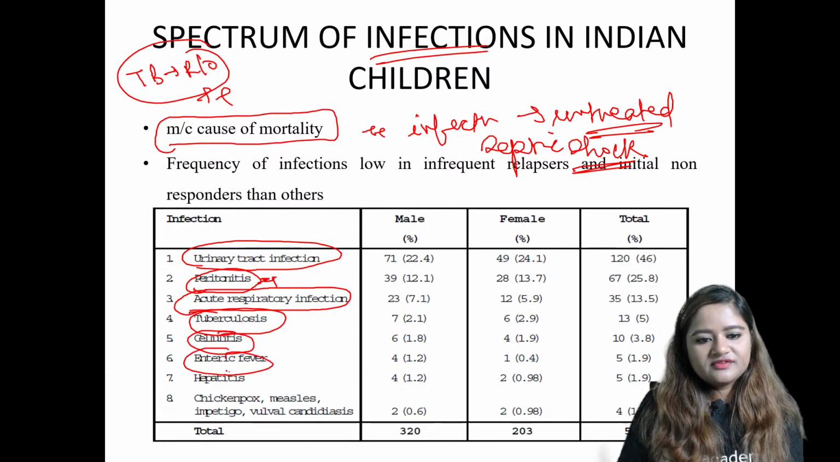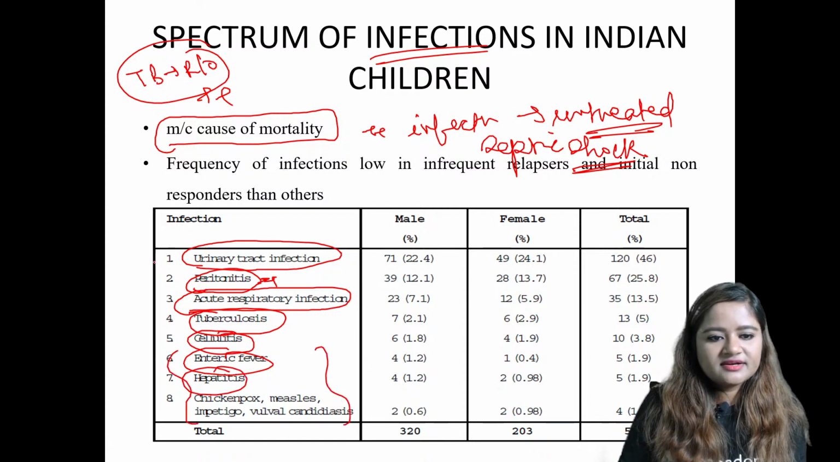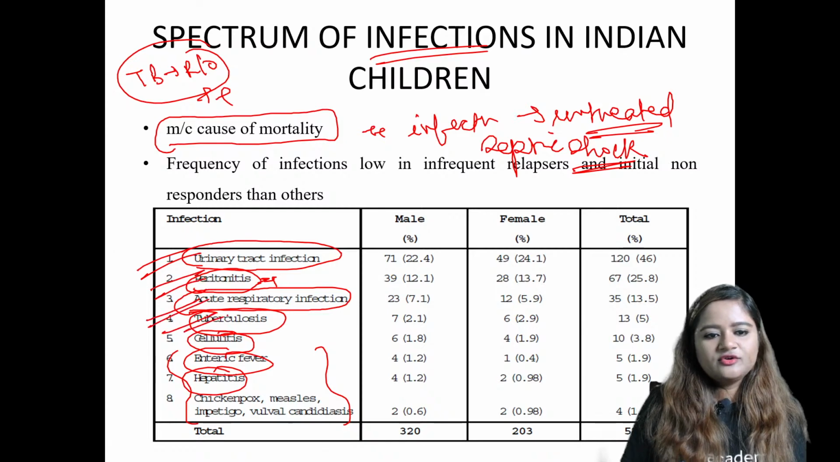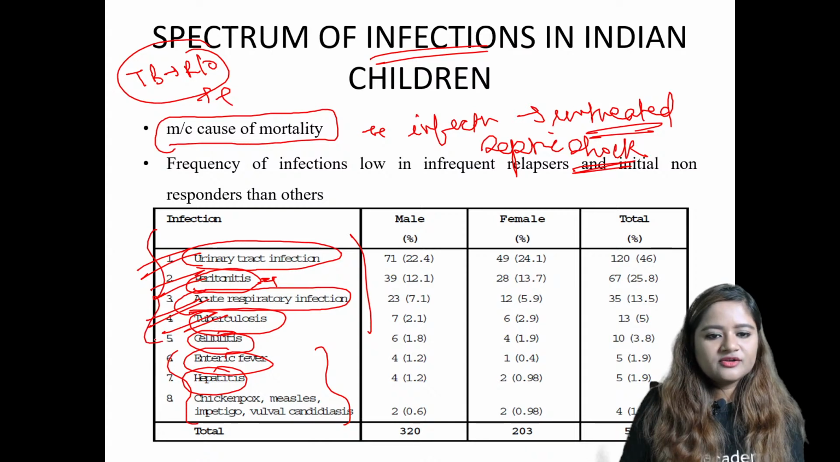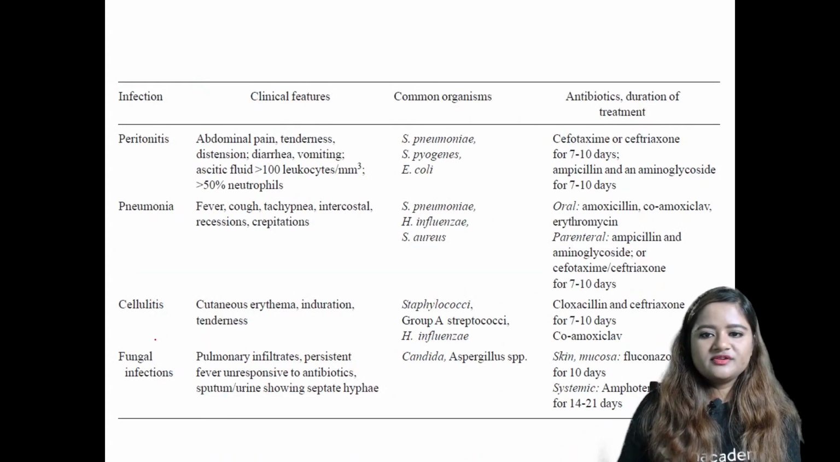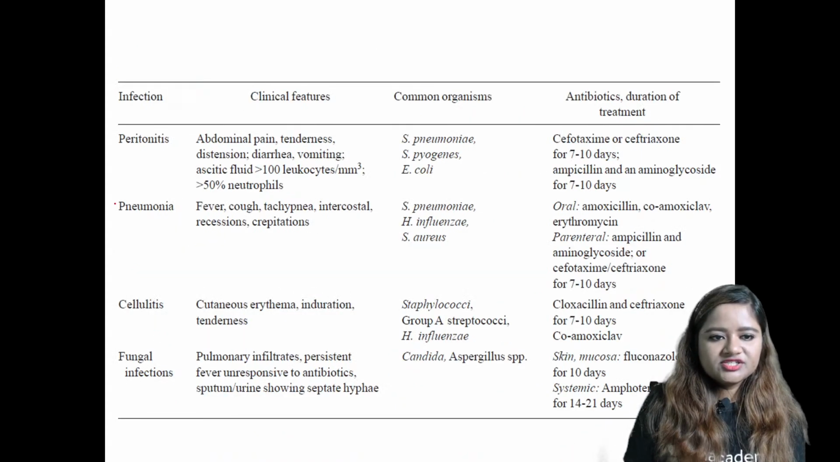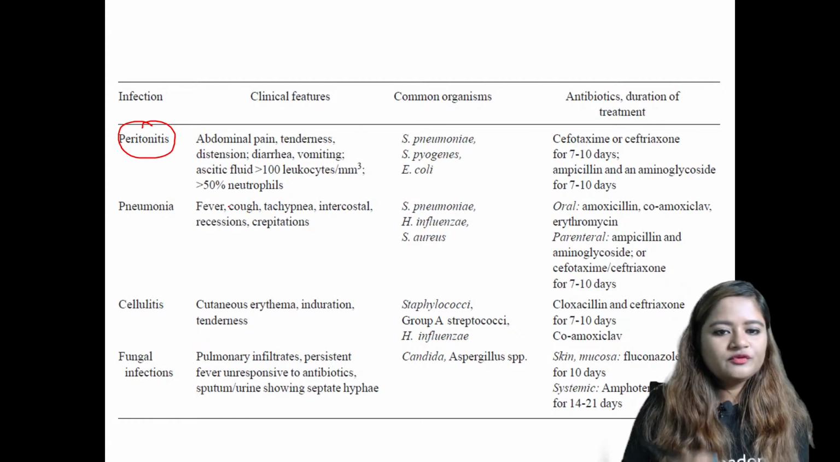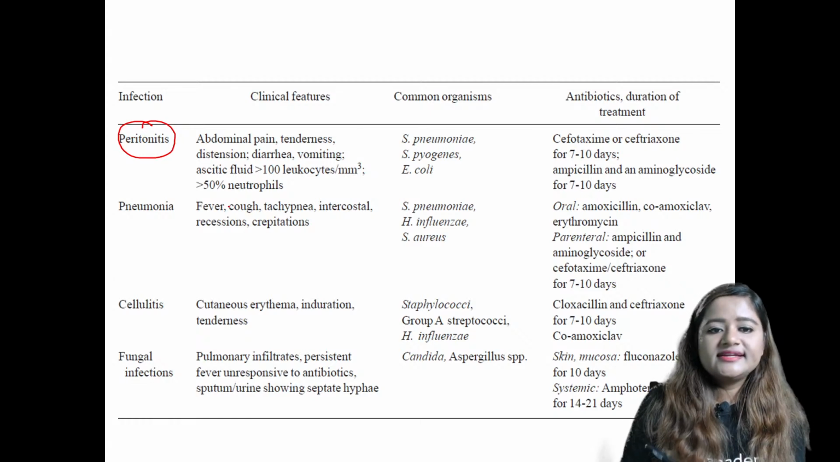There can be enteric fever, hepatitis, and all the viral infections. But the questions expected are UTI, peritonitis, respiratory and tuberculosis. Please remember two respiratory problems, that is TB and acute respiratory infection, along with peritonitis and UTIs, which are the most common infections that occur. So what should we know about these infections? What is peritonitis? The fluid retained in our abdomen gets infected.